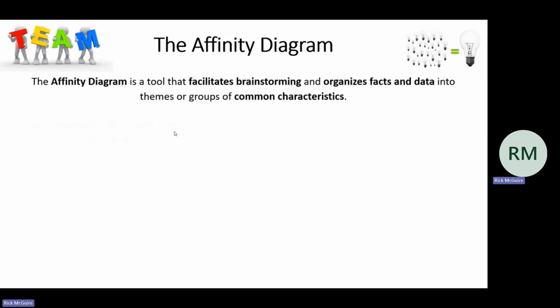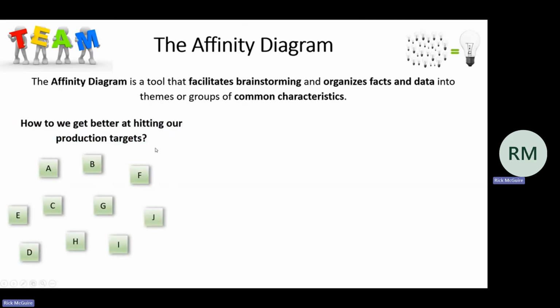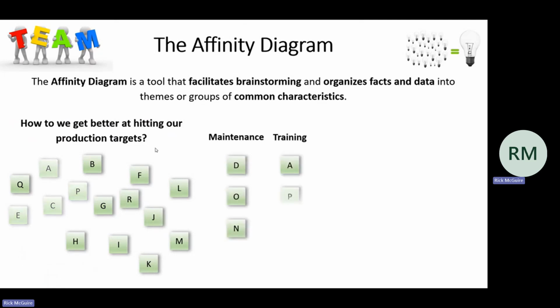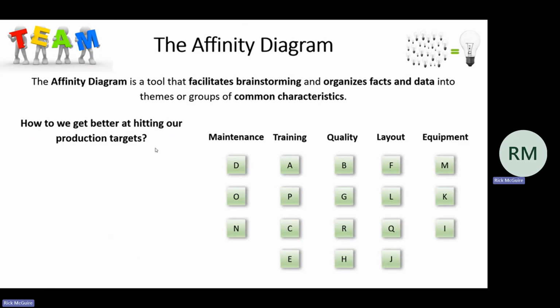Let's work through an example. Let's say you want to do a little bit of brainstorming around how do we get better at hitting our production targets. What you might do is get your team together, facilitate a brainstorming activity, put all these ideas down on Post-it notes, and then we can use the affinity diagram to try to find common themes or common categories within the data. So if we start categorizing them, we might find some of them are related to maintenance, some of them are training, some of them are quality. Maybe it's the layout of our production floor, or maybe it's the equipment itself. There are all sorts of different groups or themes or categories associated with our data.